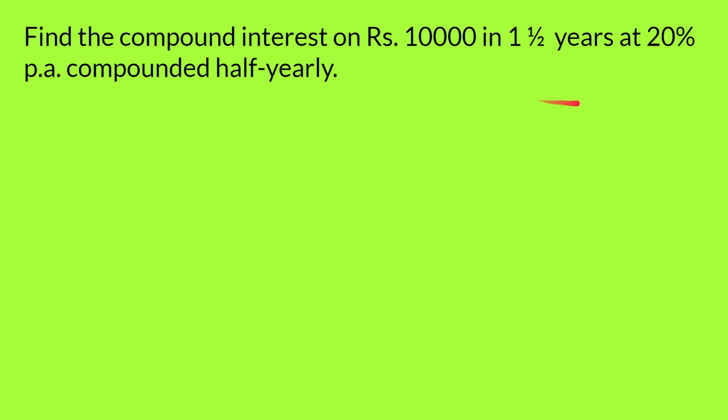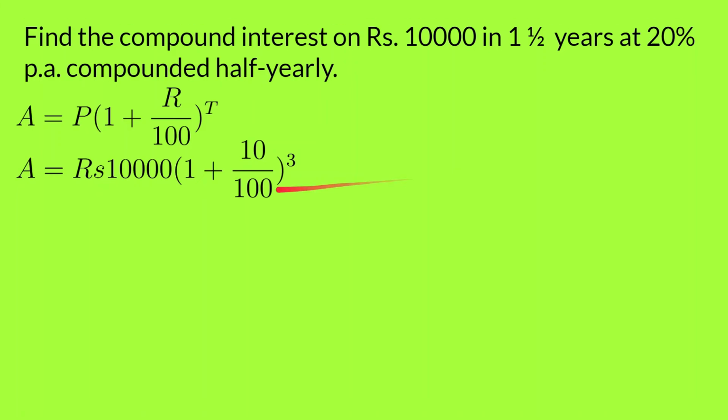Since it is 20% per annum, but the principal is changing every half year, we need to make it 20 some percent per half year. So it will be 10% per half year. So the formula will be the same, but the values will be 10,000, principal remains same, 1 plus 10 upon 100. Whether half yearly or quarterly, you need to multiply the rate by that fraction, and you need to divide the time by that fraction to get the power. So 3 by 2 divided by 1 by 2 is 3, and 20 into 1 by 2 is 10.